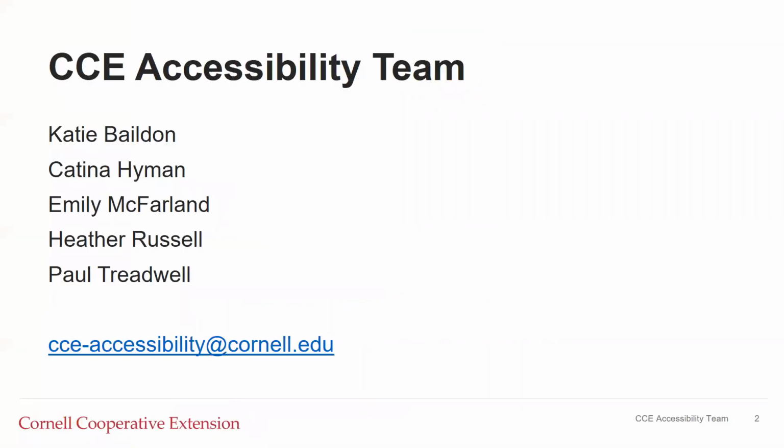I just wanted to let you know that we do have a CCE accessibility team here at Cornell Cooperative Extension. The members are Katie Bailden, who's on the webinar today, Katina Hyman, who is our new user experience specialist here, Emily McFarland from down the hall at Human Resources, Heather Russell, and you've got me. The email address we have for accessibility questions or information is cce-accessibility@cornell.edu.